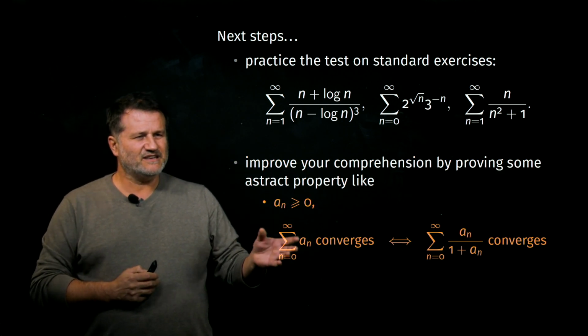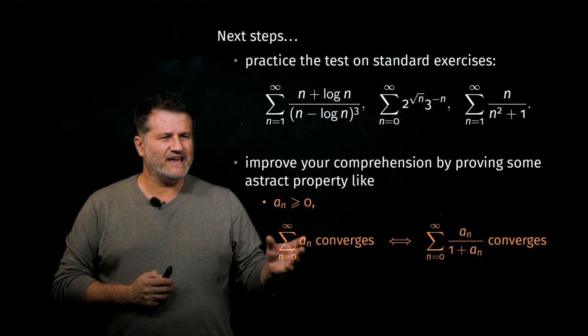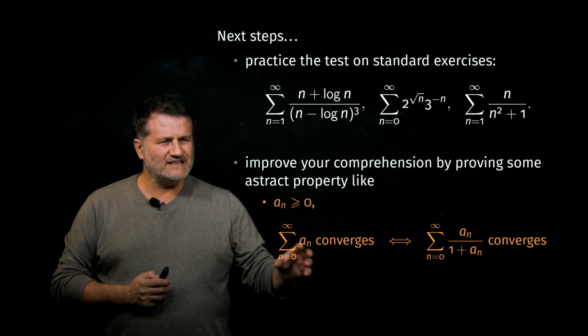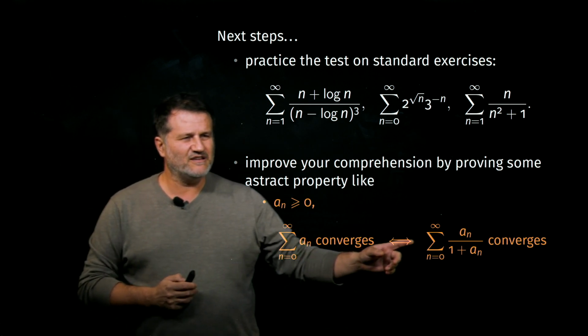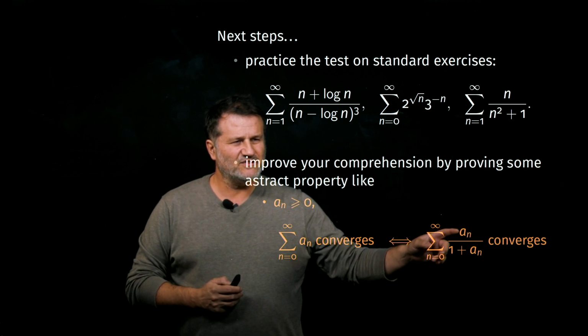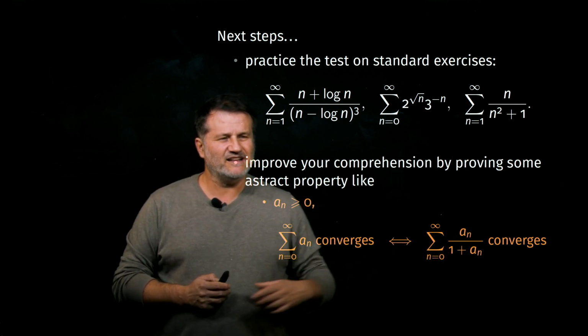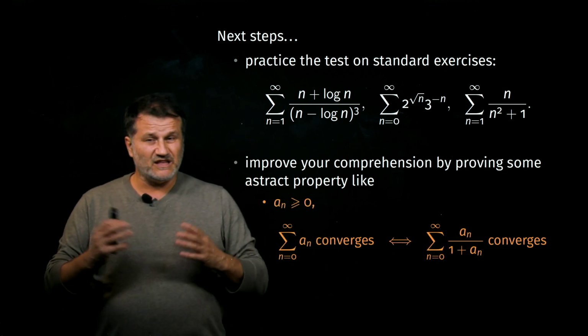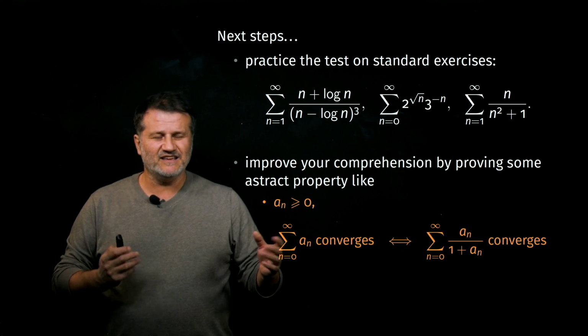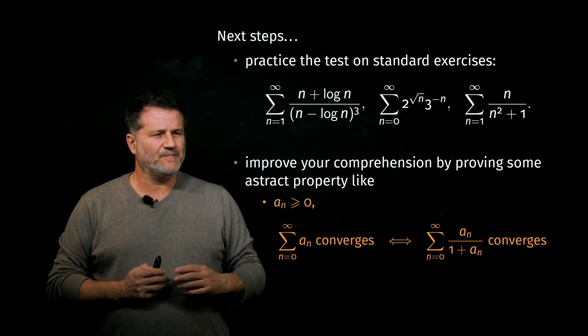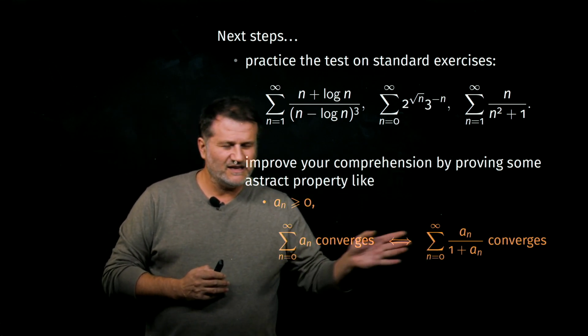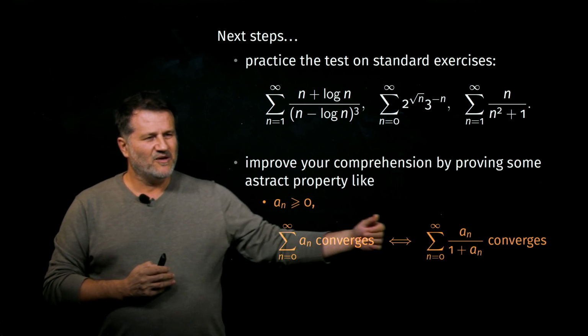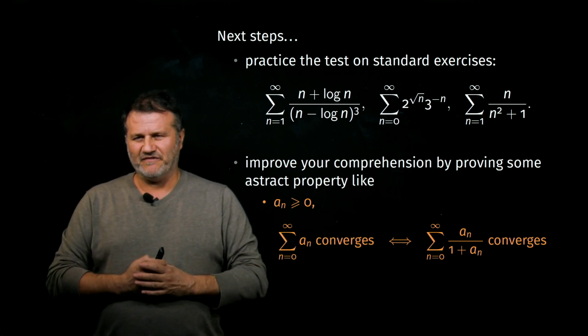You have a series with positive terms, an, and you have to show that this series is convergent if and only if this other series made of terms an divided by 1 plus an is convergent. You don't have to think of any specific an here, but just of a generic an. One way is relatively easy. The other way is a little bit more difficult.